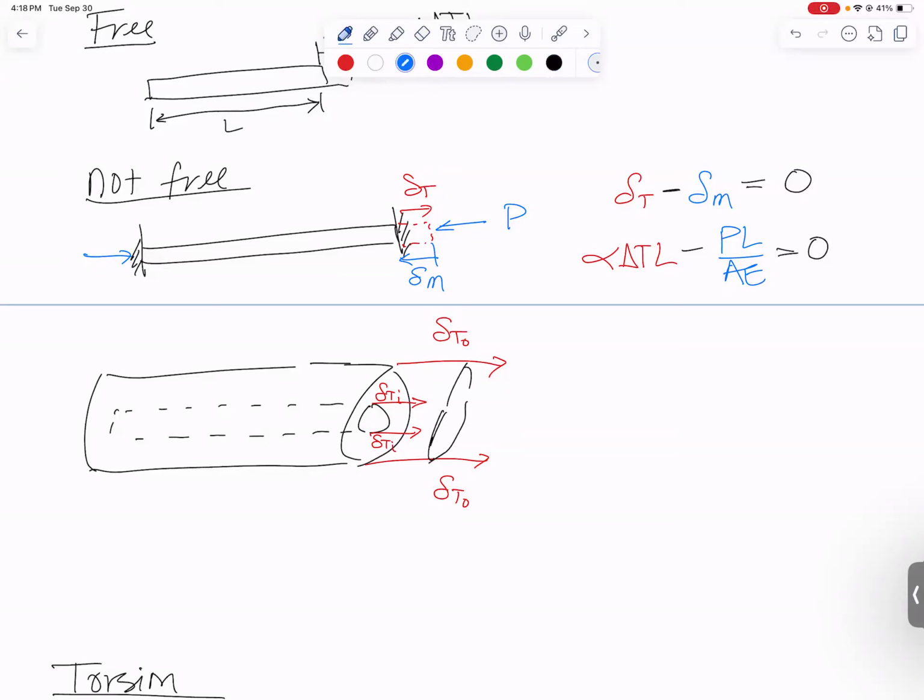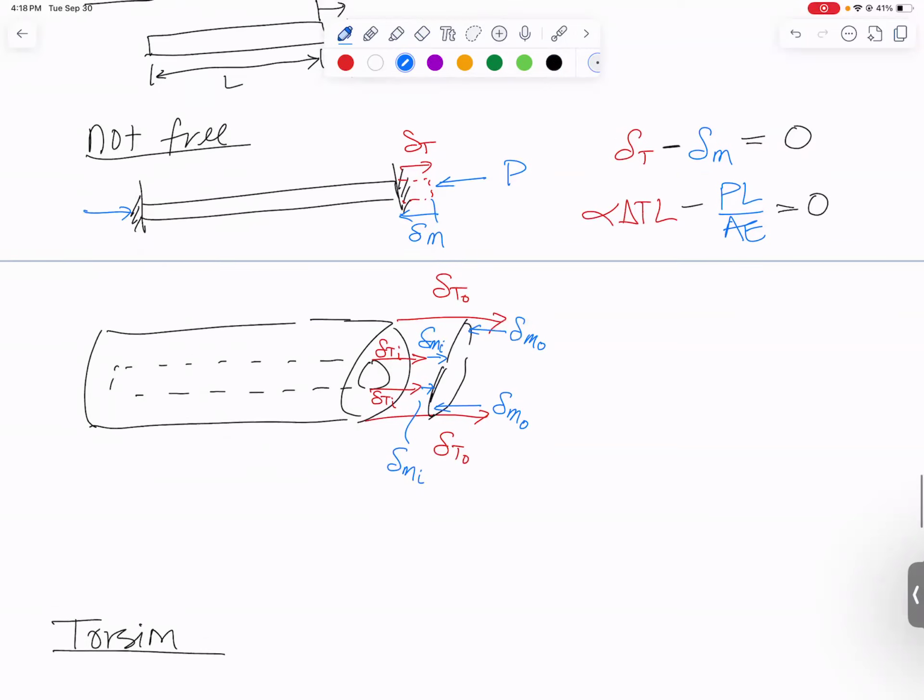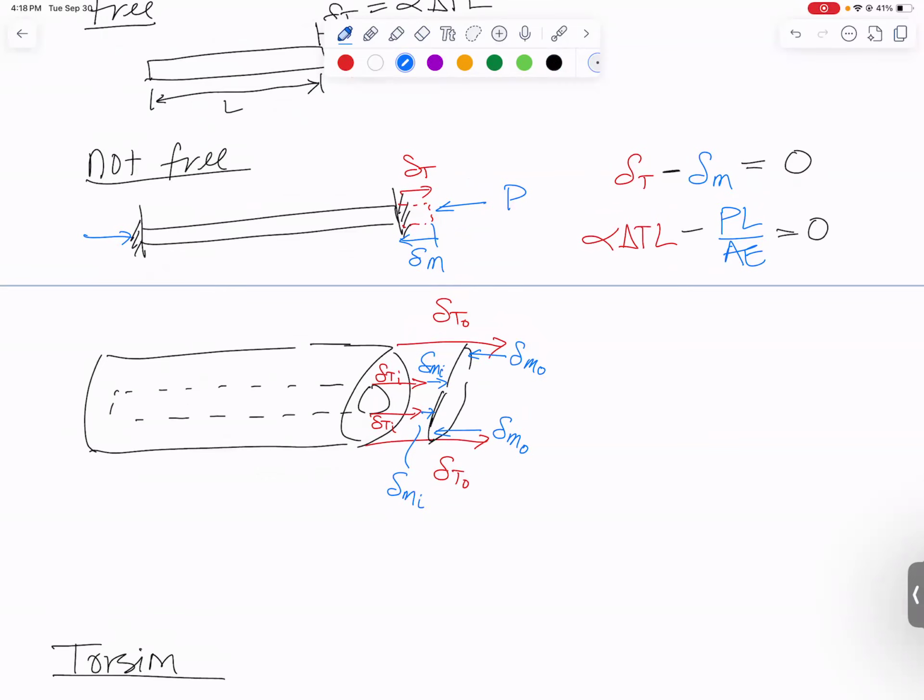So to do that, the outside material is going to have to experience a big mechanical force and a delta mechanical for the outside that causes it to not go as far as it wants. Whereas the inner material is going to have to experience a delta mechanical for the inner. The way that happens is that the inner material pulls in on the outer material, and the outer material pulls out on the inner material by equal and opposite forces, because the forces have to sum to 0.